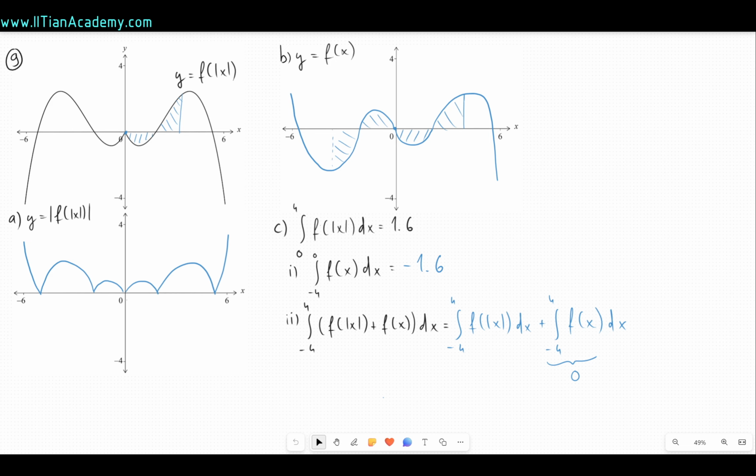And then for the absolute value of x from -4 to 4, well, that's just considering from here and the other side as well. So we simply have 1.6 two times, as it's symmetrical about the y-axis. So we have 2 times 1.6, which is 3.2.